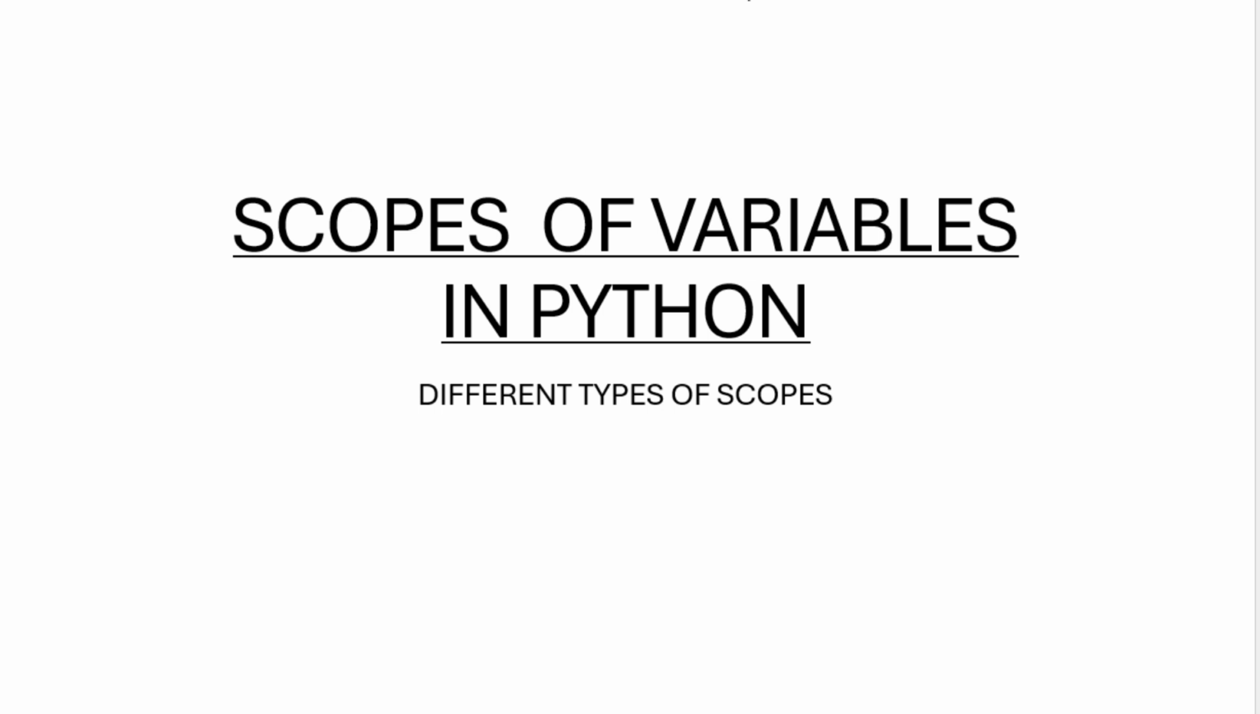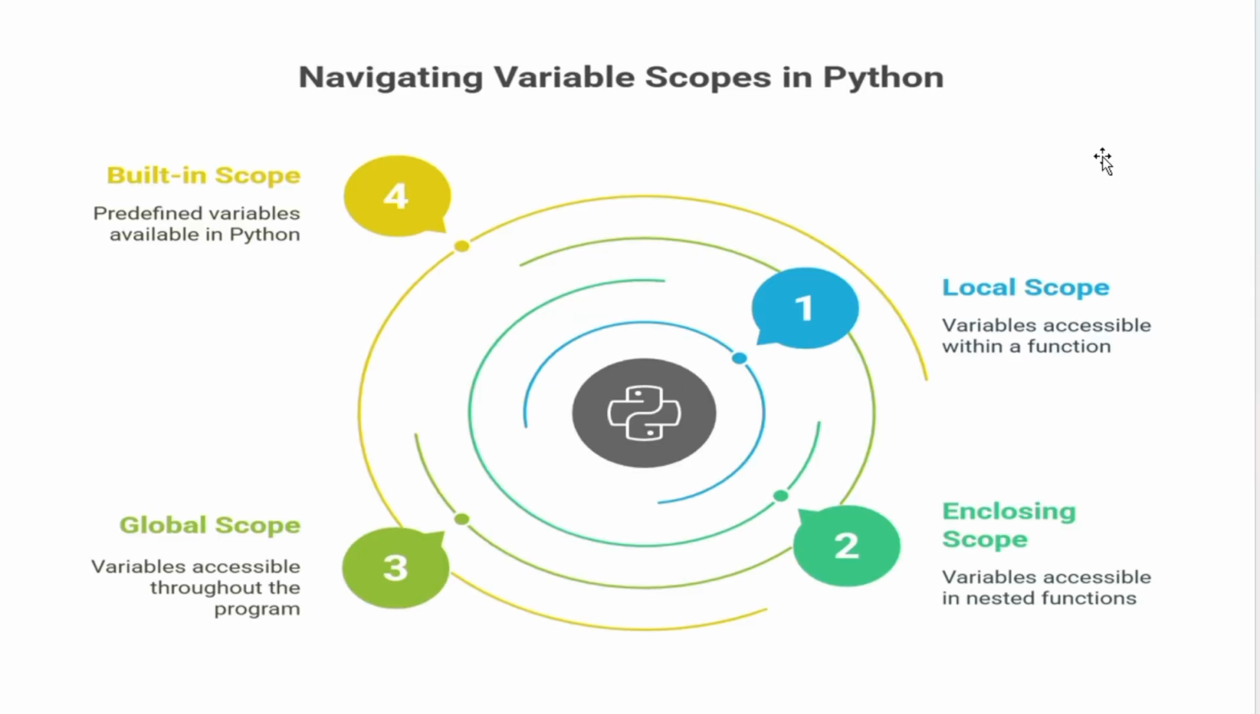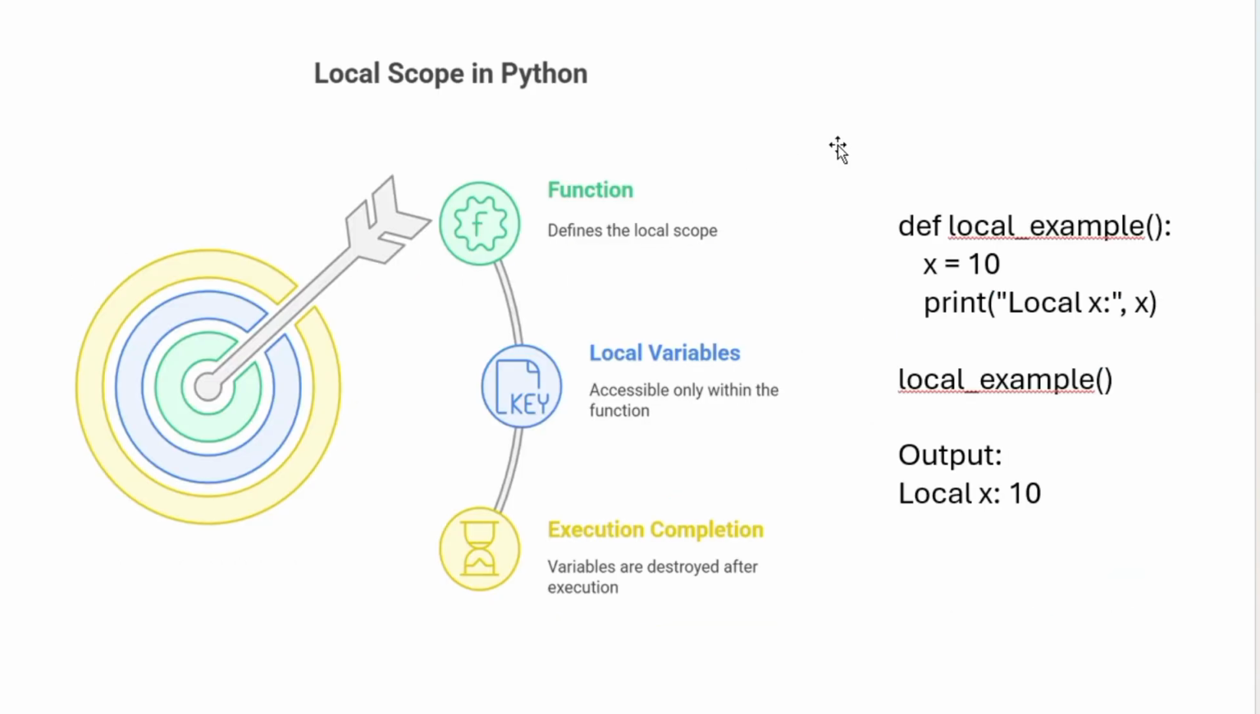There are different types of scopes for variables. There are four types of scopes in Python, that is local scope, enclosing scope, global scope, and built-in scope. Local scope is where the variable is defined within a function and is accessed only in that function. We cannot access the variable which is defined within that function in the outer function. So the scope of that variable is called local scope, and the variable which is defined as a local variable gets deleted after execution of that function.